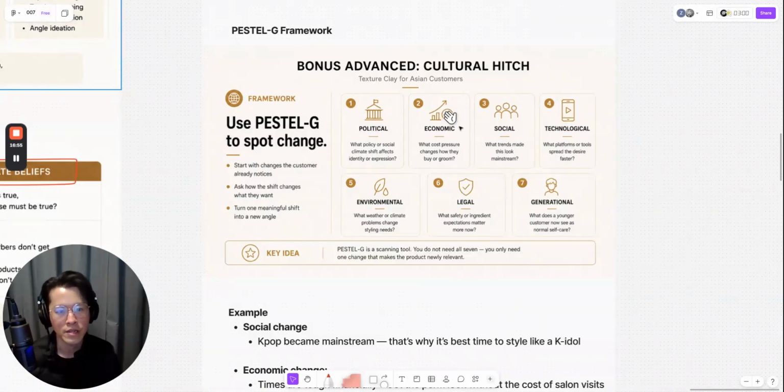So it stands for politics, economic, social, technology, environment, legal, and generational. So these are categories of changes that are never ending. So political changes, things always happen. Economic changes, social changes, technological changes, all these changes are always happening.